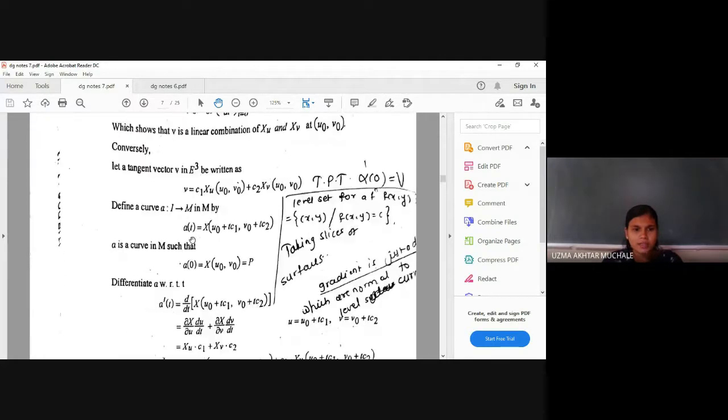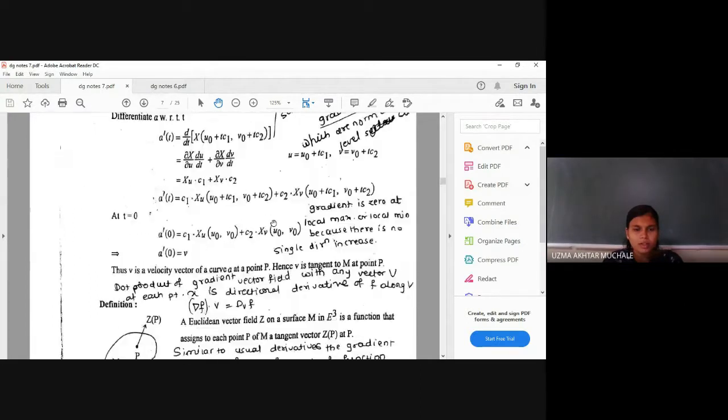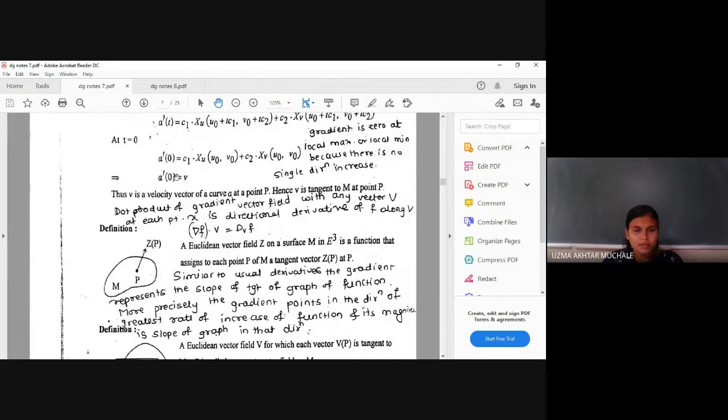So what is the tangent vector v? It is nothing but c1 xu(u naught, v naught) plus c2 xv(u naught, v naught). So this alpha dash of 0 is nothing but the tangent vector v. This alpha dash is the velocity vector with the help of the curve alpha. If a curve alpha is given to you, you can find the velocity vector. As this curve alpha is in the surface M, it will be a tangent vector to the surface M. So v is the velocity vector of the curve alpha, as alpha lies in the surface M.